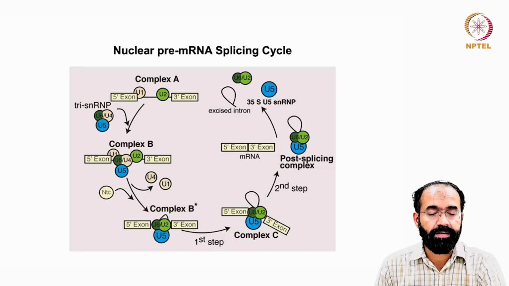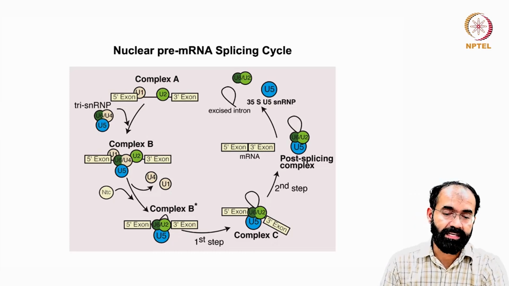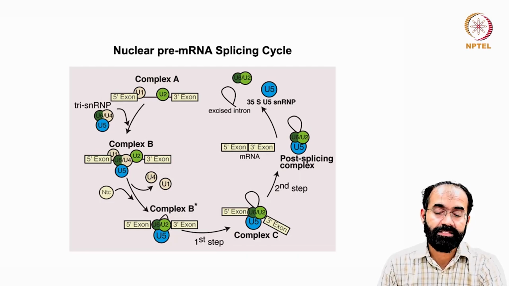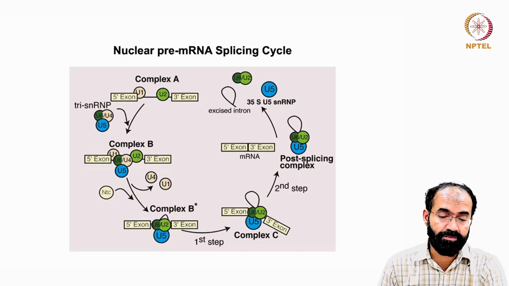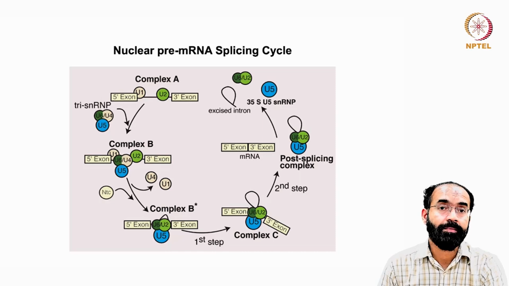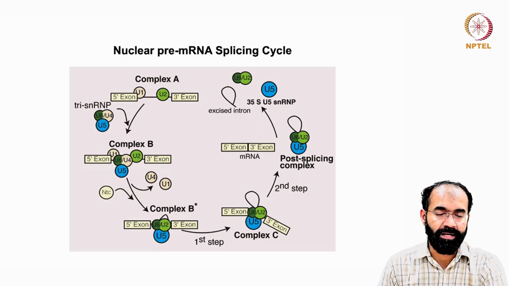Now let us quickly go through the stepwise manner in which RNA splicing takes place, the nuclear pre-mRNA splicing cycle. It forms different complexes: complex A, complex B star, and complex C, and it completes one cycle. In complex A, the first step, U1 and U2 snRNA come and bind. Remember, these snRNAs also have proteins, so we call them snRNPs. U1 binds to the exon-intron boundary, and U2 binds to the branch point.